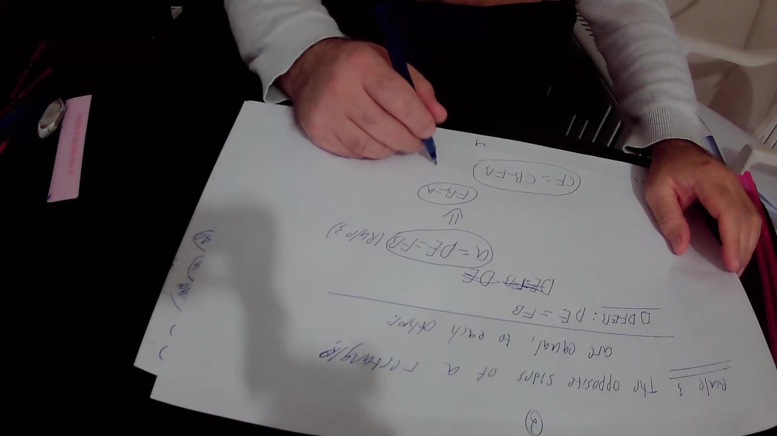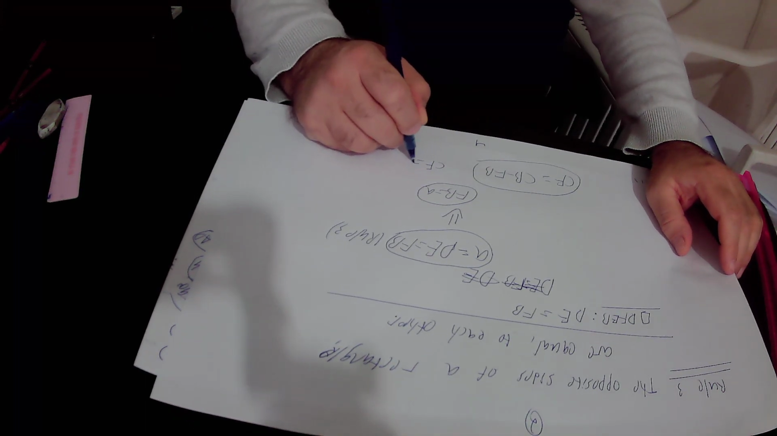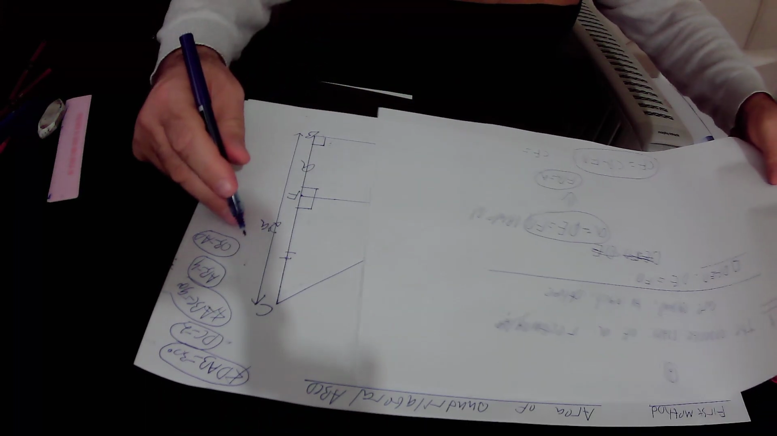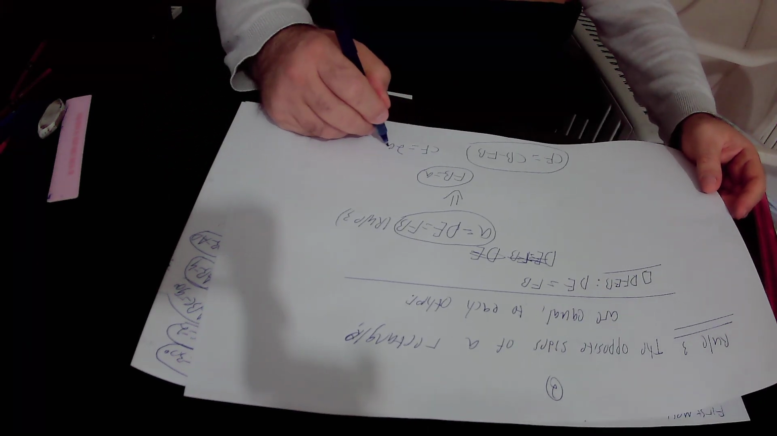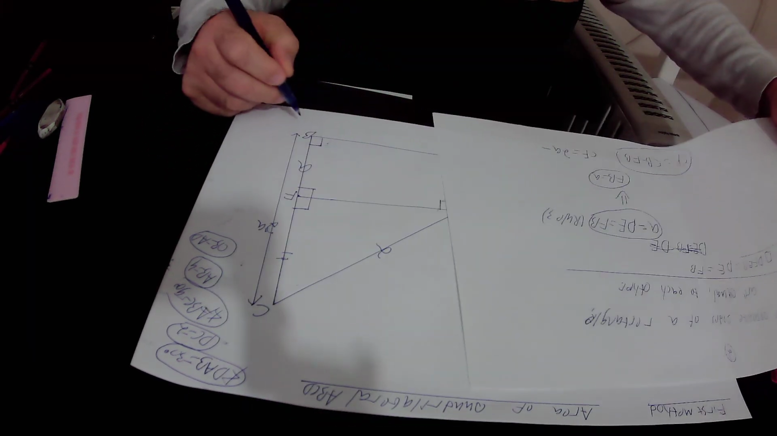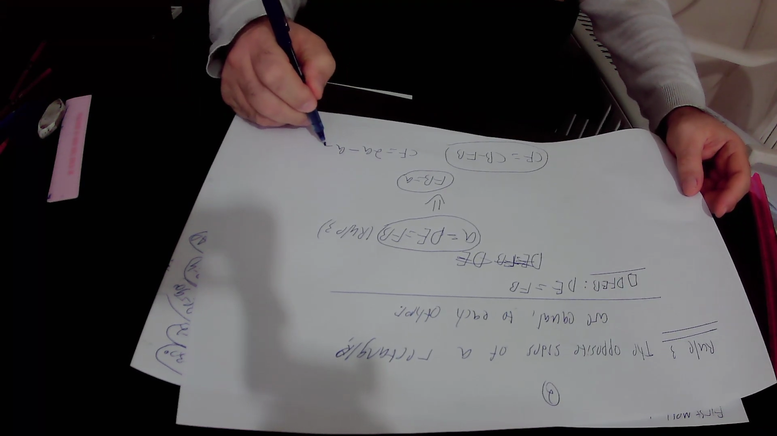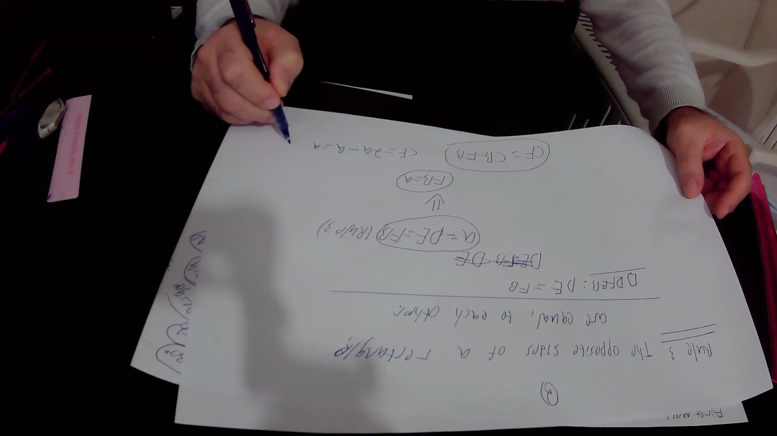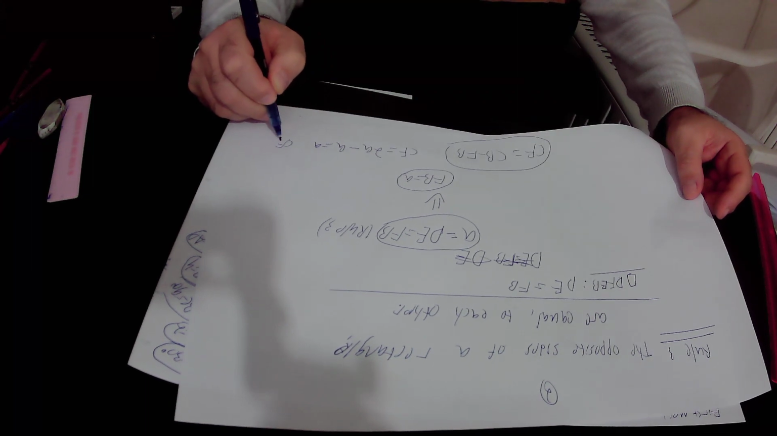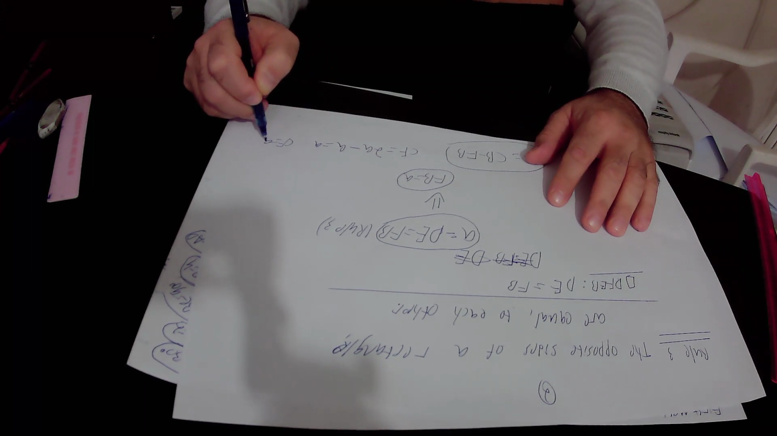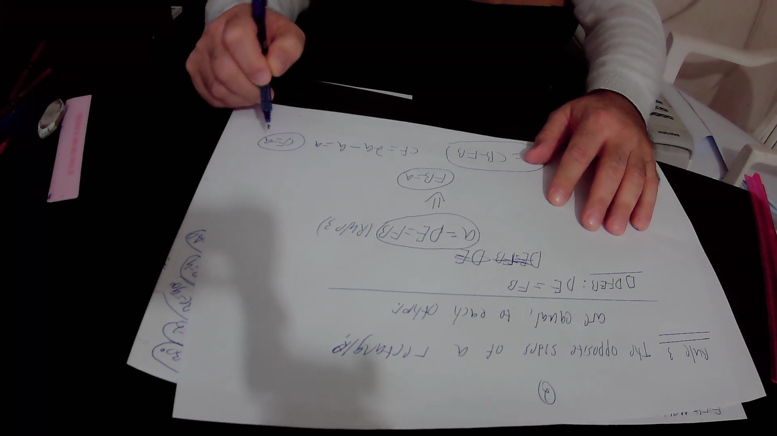That is to say, CF equals CB, which is 2A, minus FB, which is A. So CF equals 2A minus A, which is A. So we found out that CF equals A.